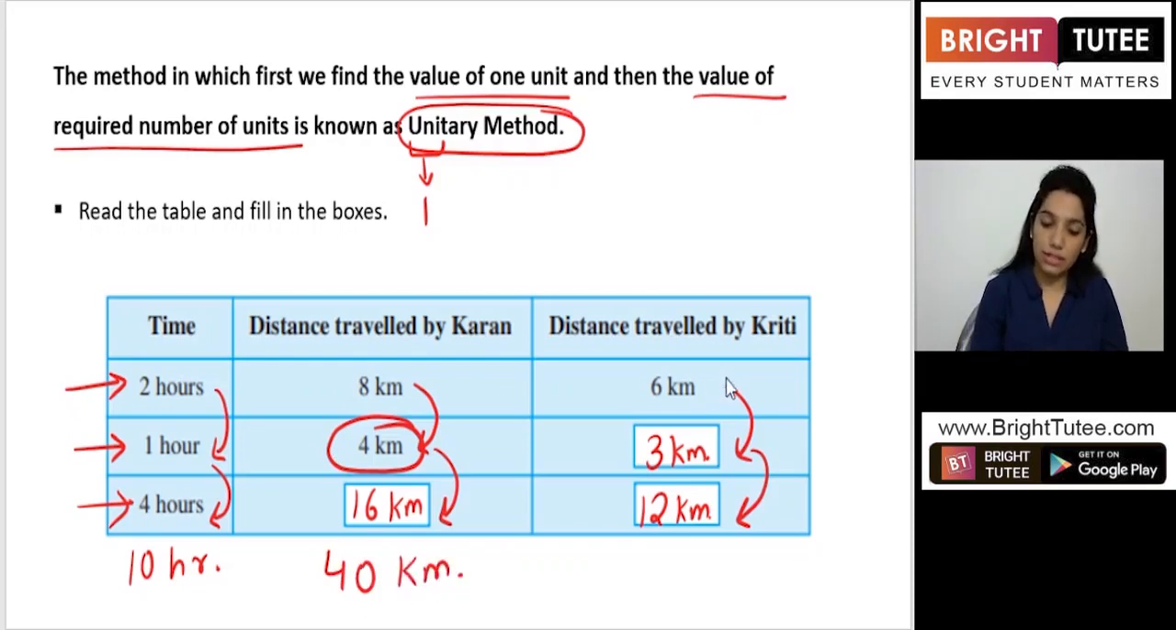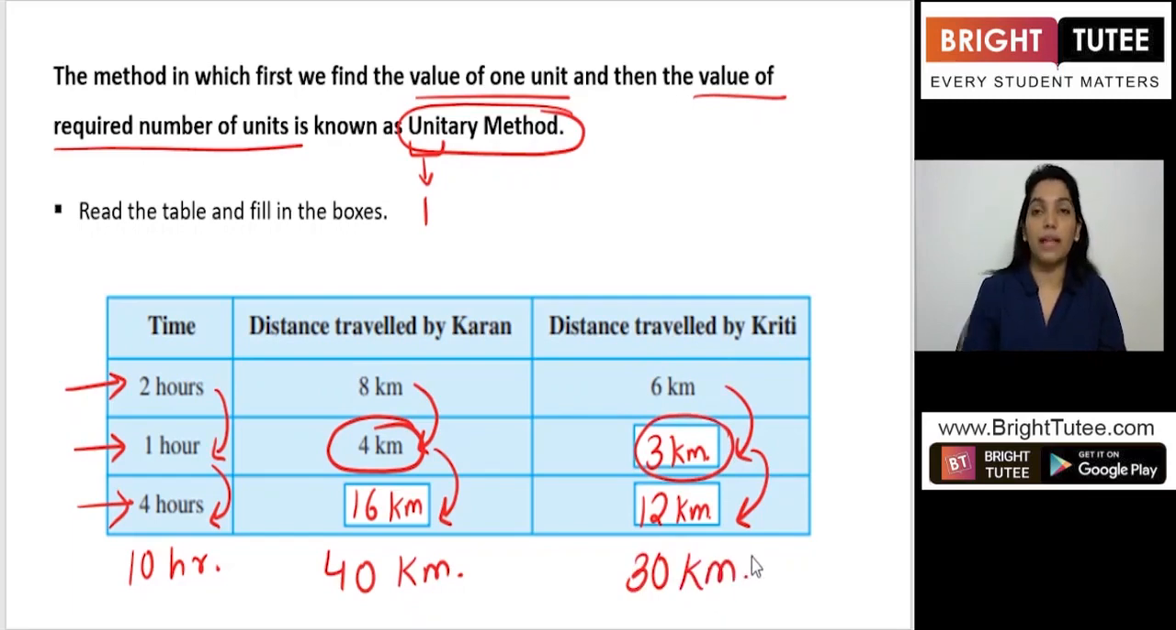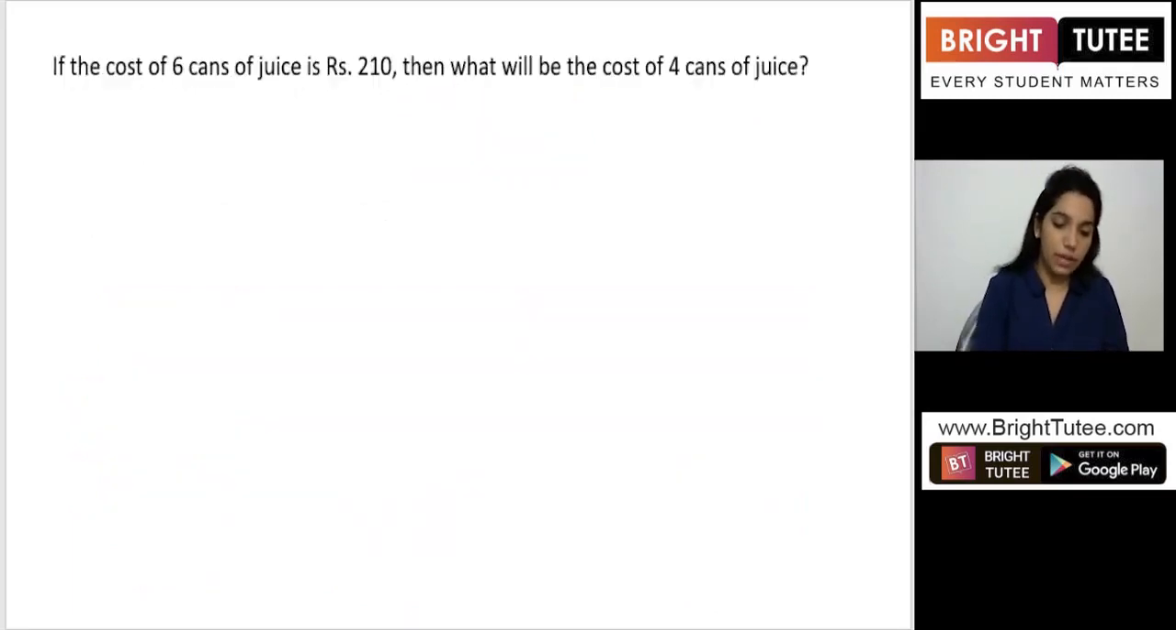Now, how much is Kirti traveling? We can see that Kirti is traveling 3 kilometers in 1 hour. So in 10 hours, it will be 30 kilometers. So we calculate for 1, and then with that help, we can calculate for any. Now let us see this question. If the cost of 6 cans of juice is ₹210, then what will be the cost of 4 cans of juice? Let us write it here.